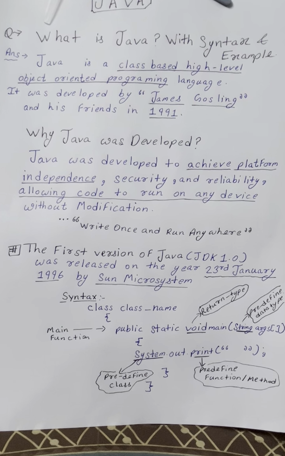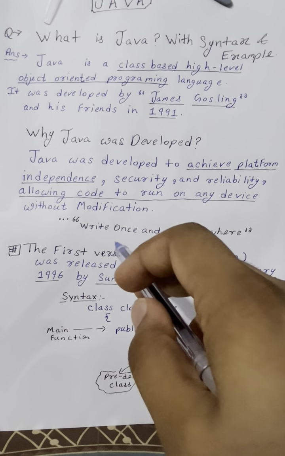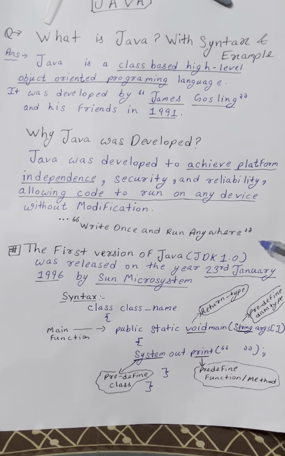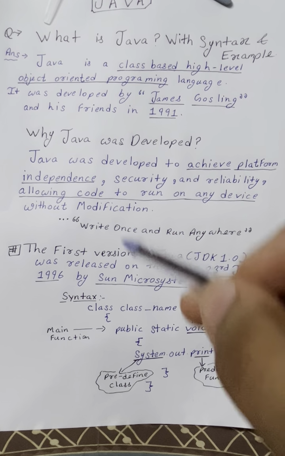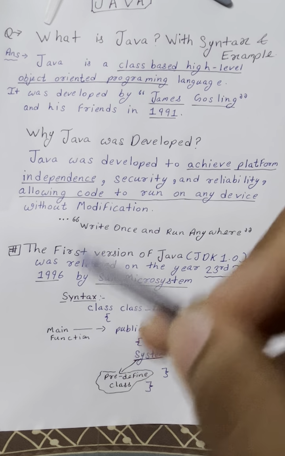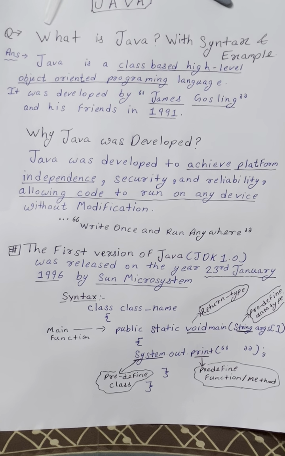So, two things make it important. First, platform independence, and second is write once and run anywhere, which means we can write a code in one device and run it anywhere. I am talking about Java code.